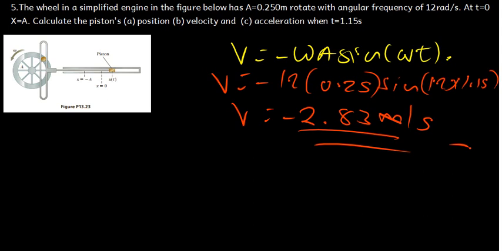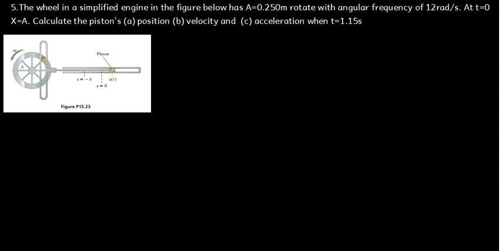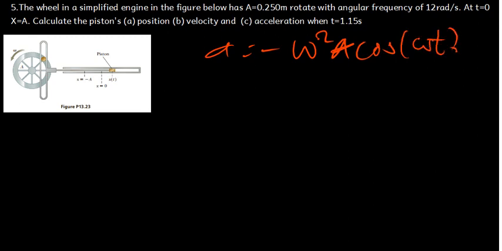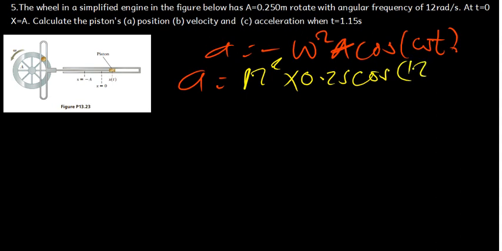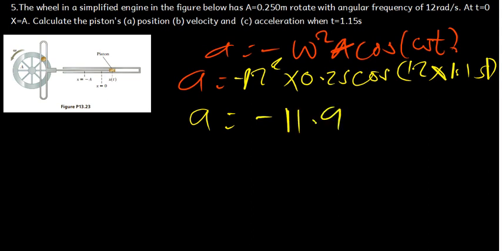What of the acceleration? It's just a matter of us knowing these formulas, and then it becomes very simple to know where they're coming from. Acceleration is equal to negative omega squared times a, then we have cos. So let's plug in the values. We have 12 squared times 0.25, then cos, open brackets, 12 times the time, which is 1.15. We're supposed to put negative here. So the answer I'm getting here is negative 11.9 meters per second squared.